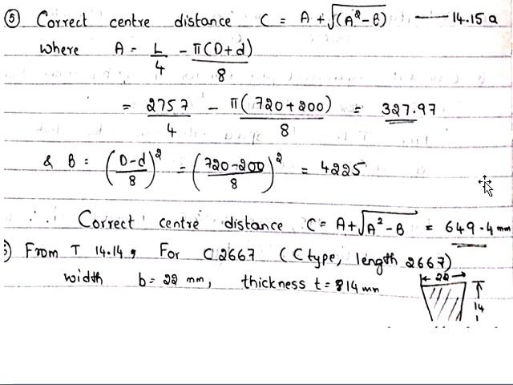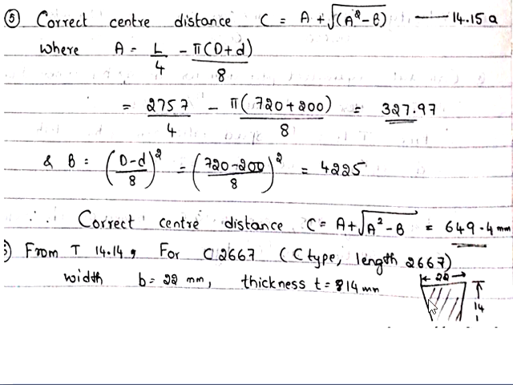Now last step, finalize dimensions of V belt drive. For this, you have to refer table number 14.14. From table number 14.14, C type I need. So C type comes under column number 4. So for C type, refer first row. You will get nominal top width as 22 mm, nominal thickness as 11 mm.